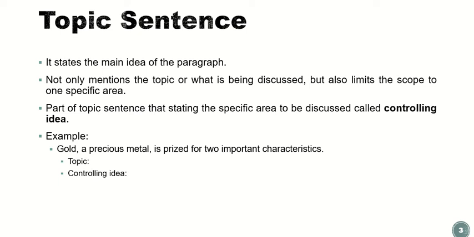For example here: gold, a precious metal, is prized for 2 important characteristics. Which one is the topic and which one is the controlling idea? The topic is the center of the discussion, and the controlling idea gives an introduction or explanation about what is being discussed. So in this example, the topic of the topic sentence is gold, and the controlling idea is prized for 2 important characteristics.